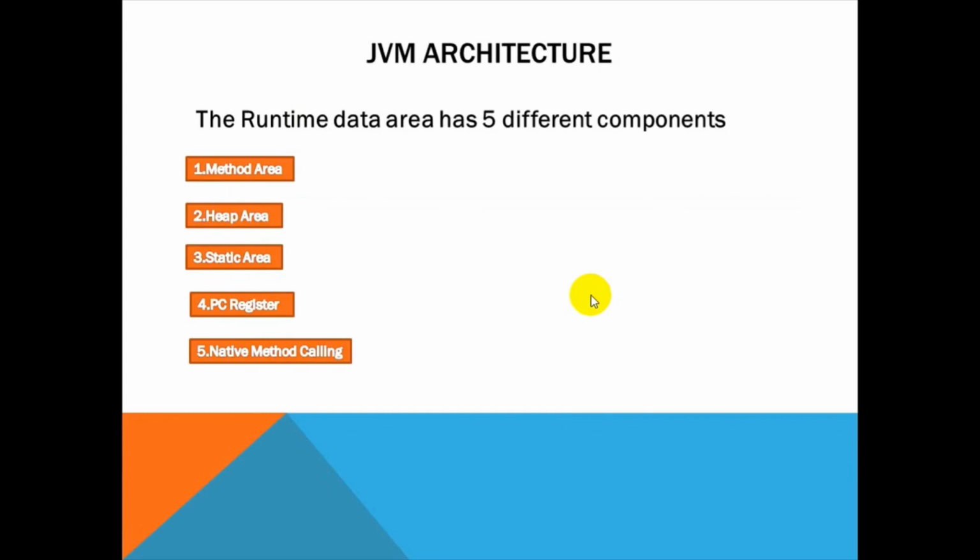The runtime data area has five different components. We have method area, heap area, stack area, PC register, and native method stack. Let us look at them in detail.